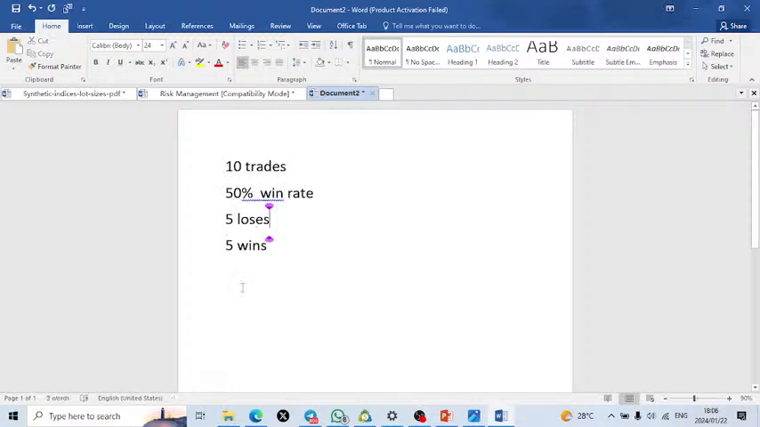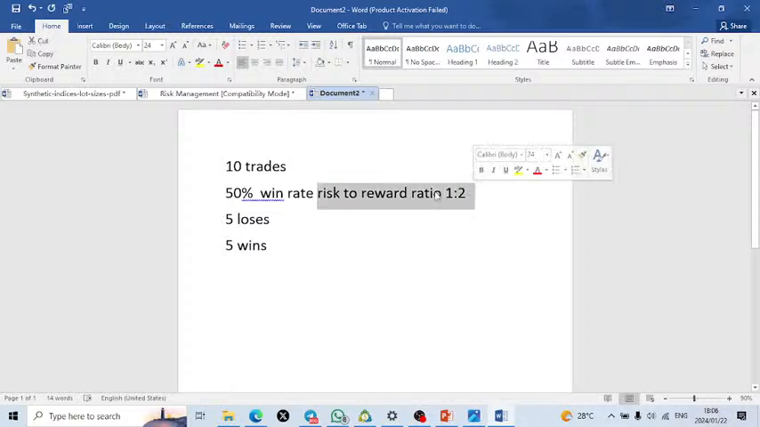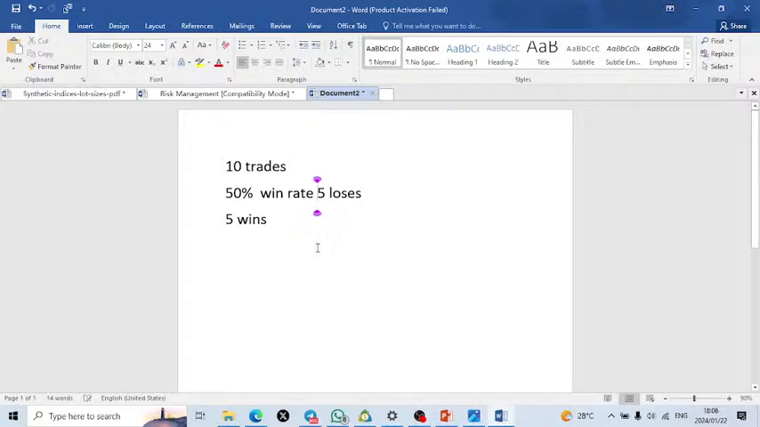Assuming that we also have a risk to reward ratio of 1:2. So that means you're risking at least $1 to get $2 every time you are taking a trade. So this is the scenario. I want to show you guys the importance of risk management.